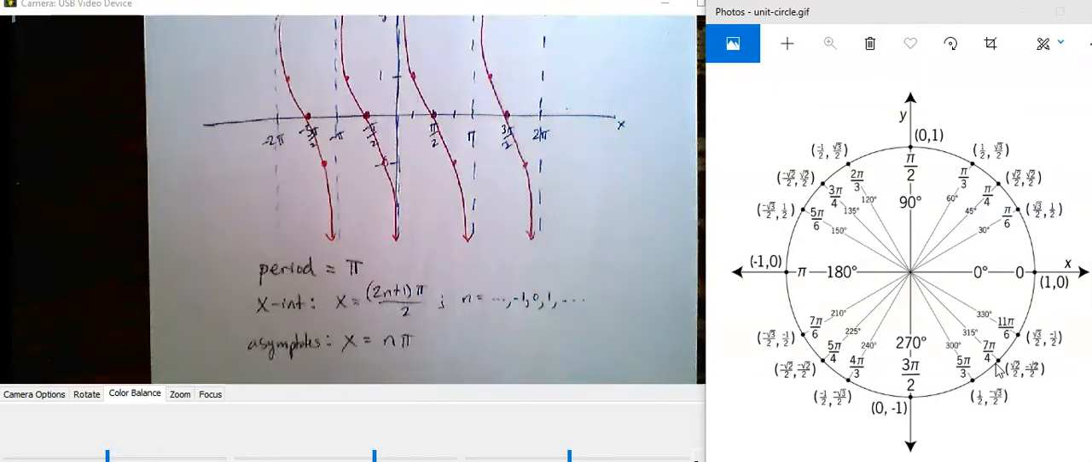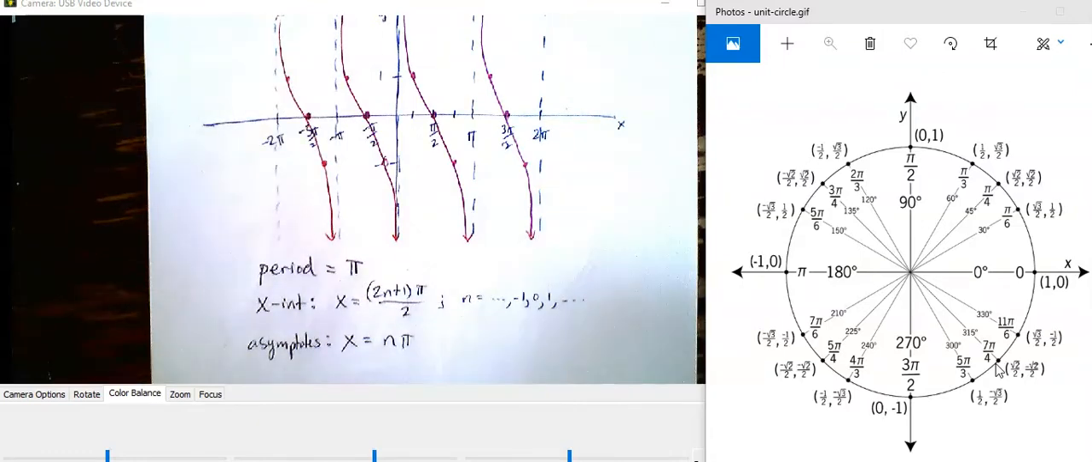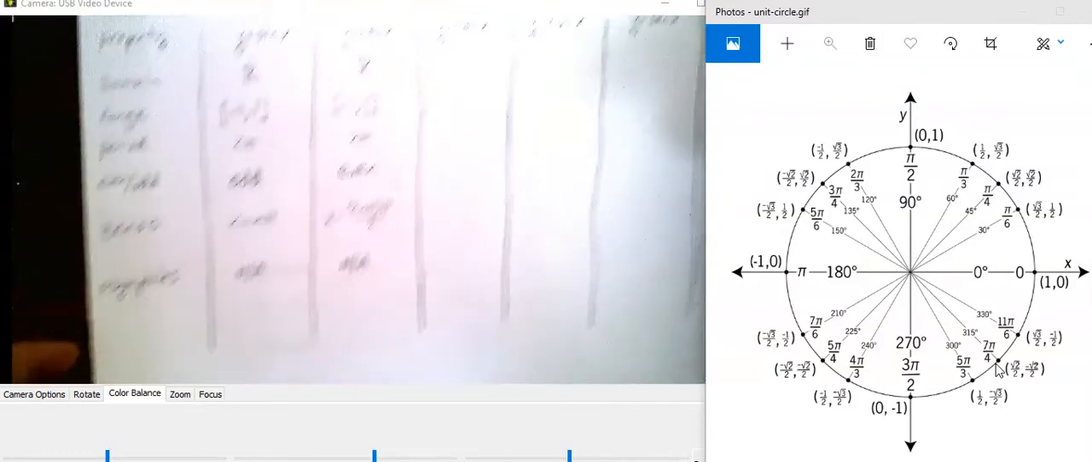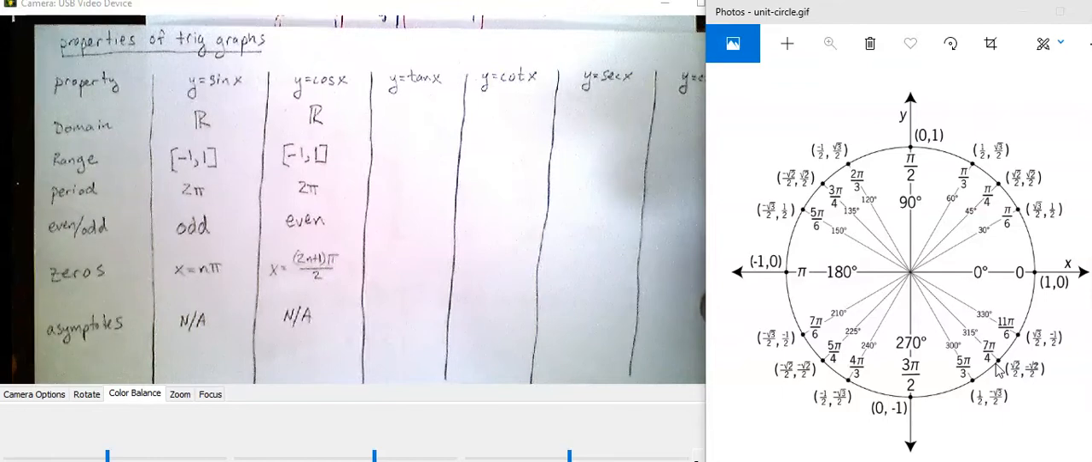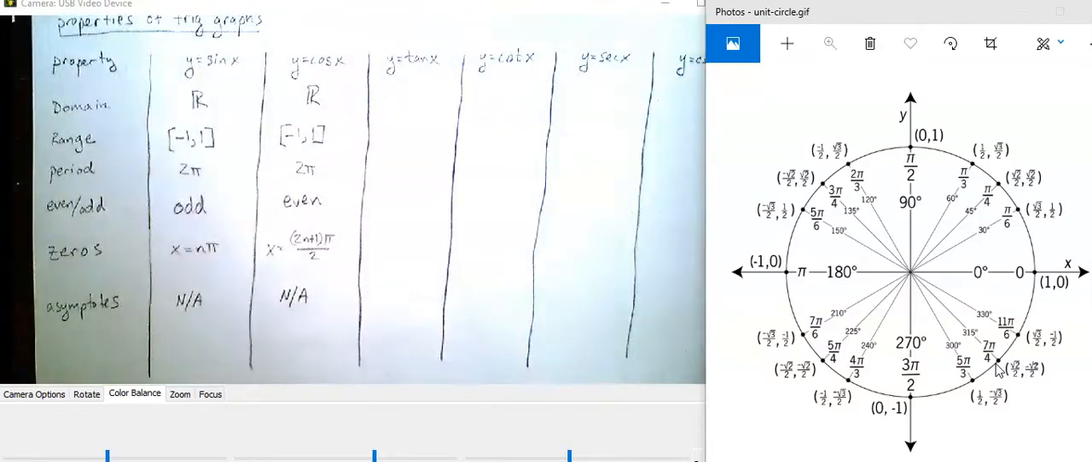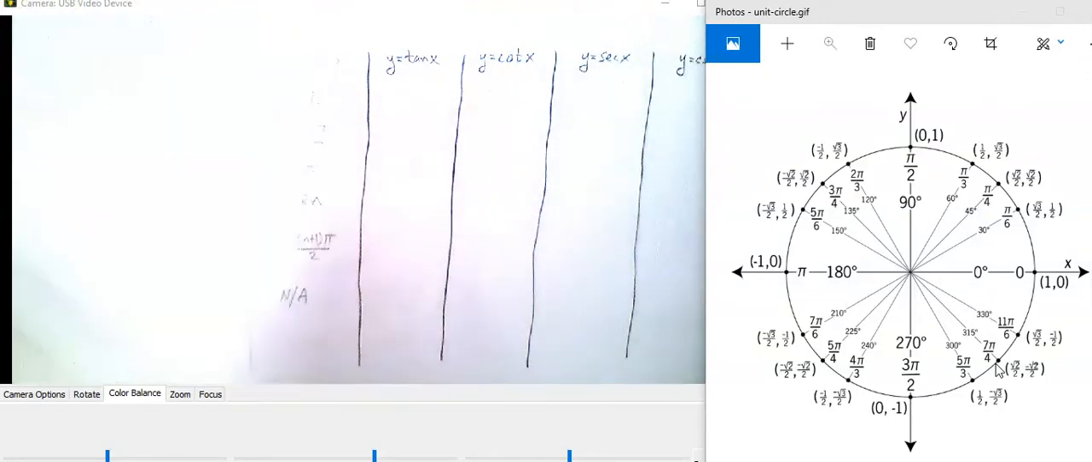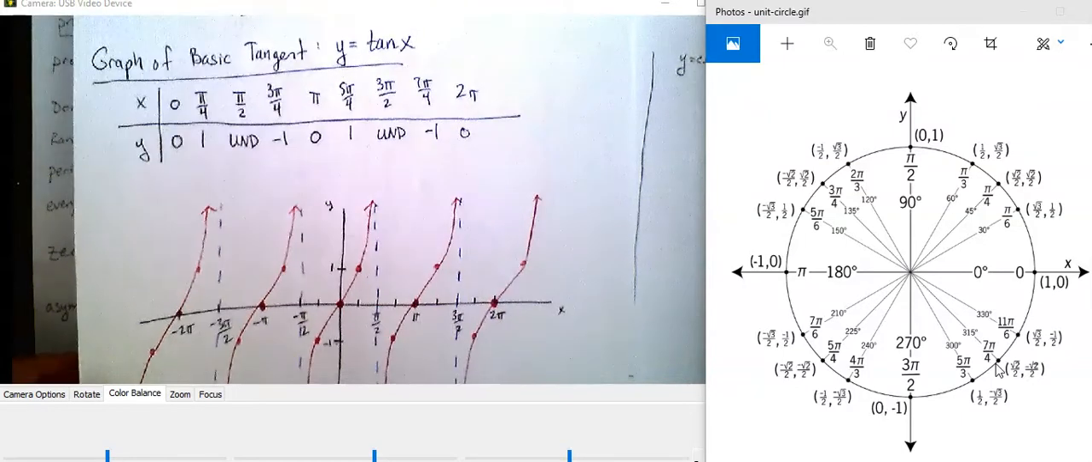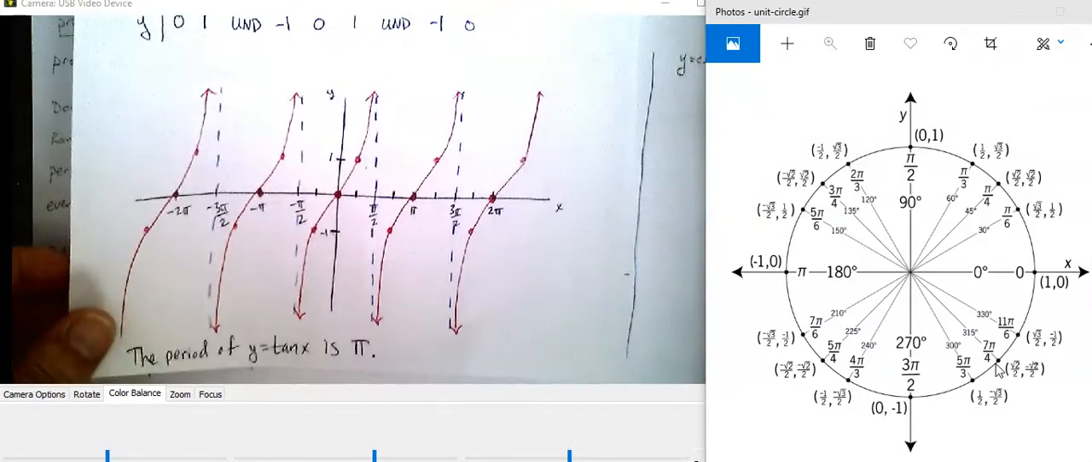Okay. All right, so let's get out our handy-dandy properties of trig graphs, and let's just fill those in, okay? So we want to fill in our tangent column. We want the domain. We haven't really talked about that. So let's see here. Here's our tangent function.